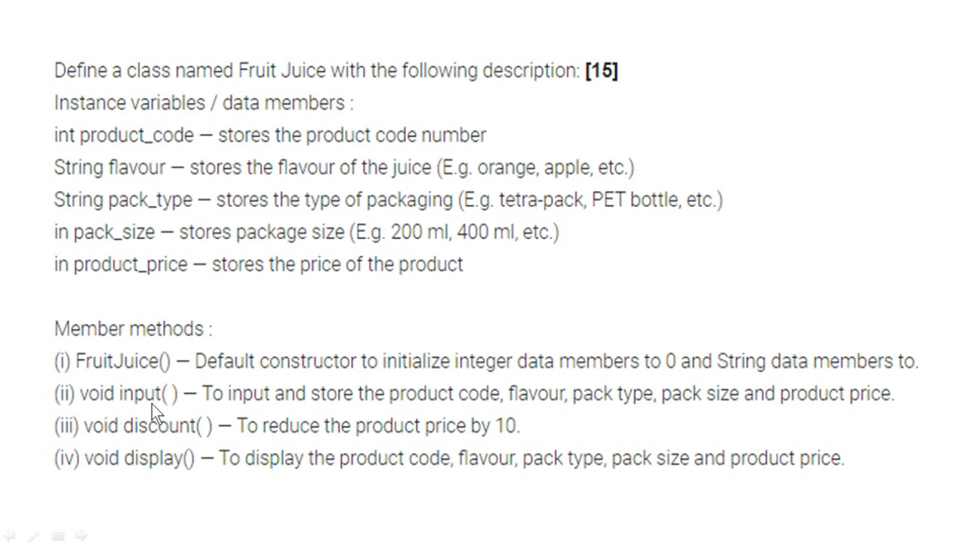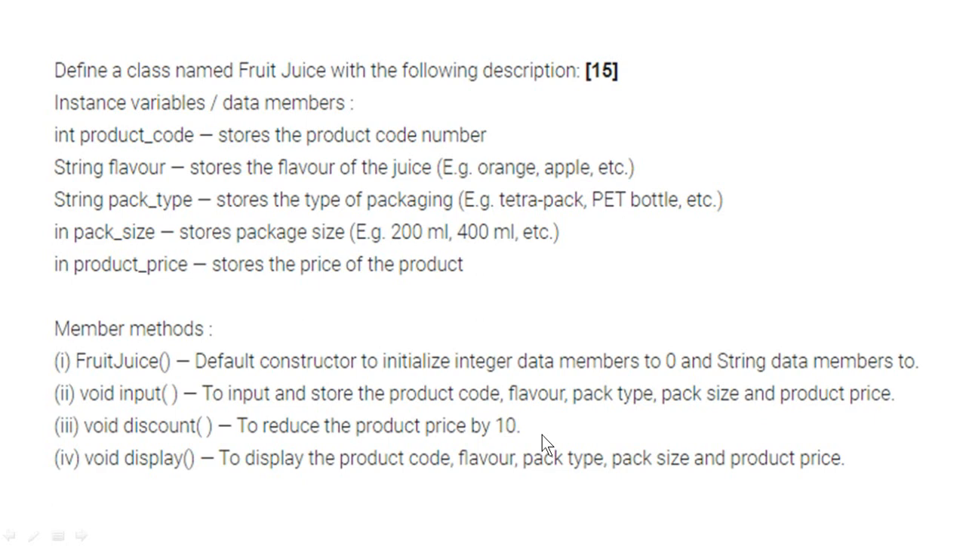Then you have a void input method to input and store the product code, flavor, pack type, pack size, product price. That means you are going to enter all these values in input. And then void discount to reduce the product price by 10. So they didn't specify whether it is percentage or exactly 10 rupees. Since the product price is integer type, you cannot use percentage. If you use percentage, there is a possibility of getting a decimal value.